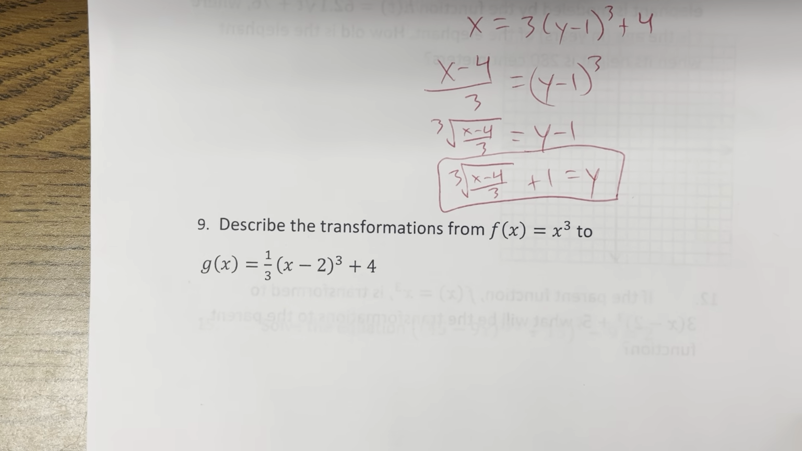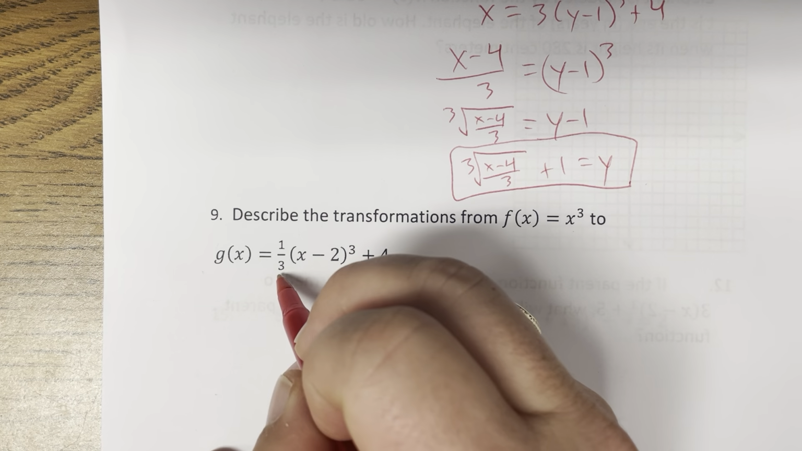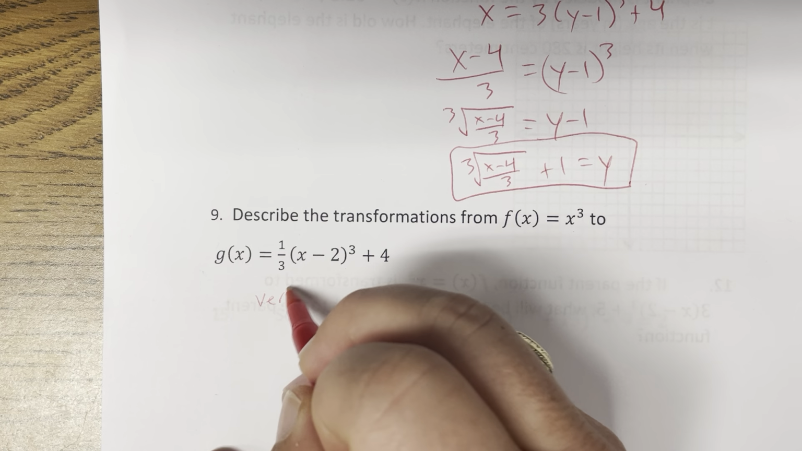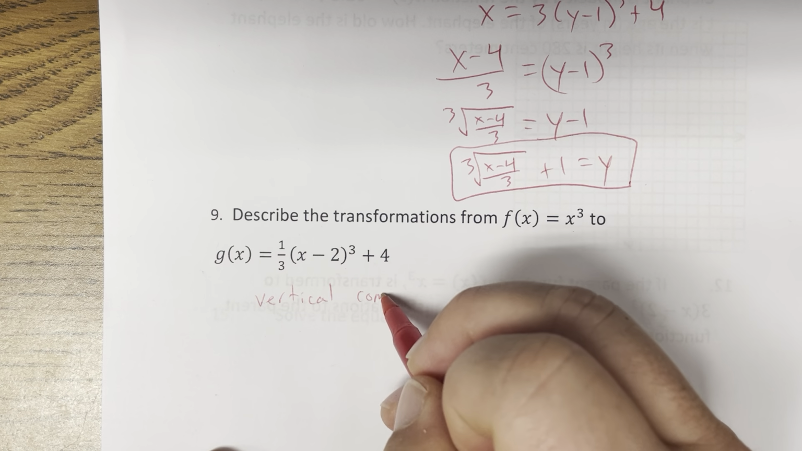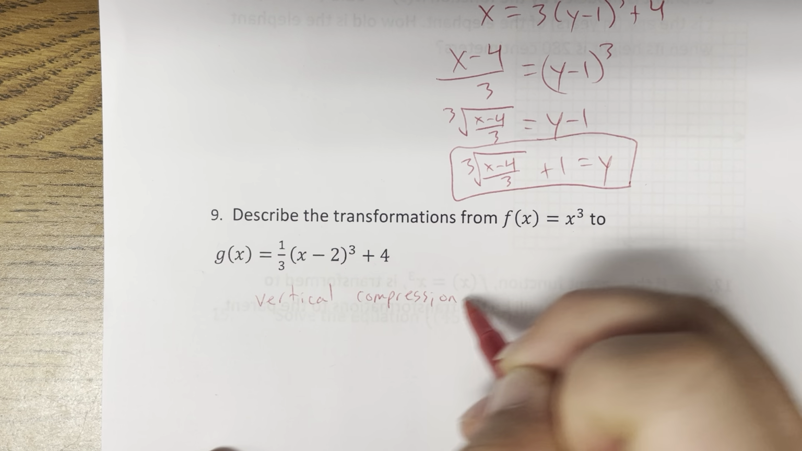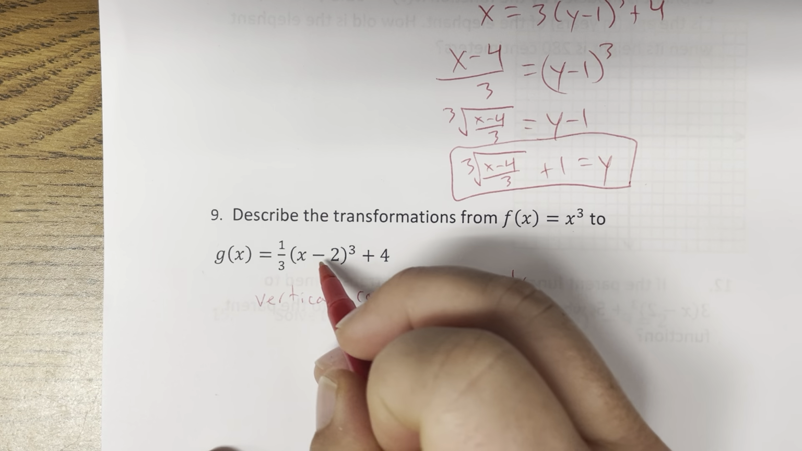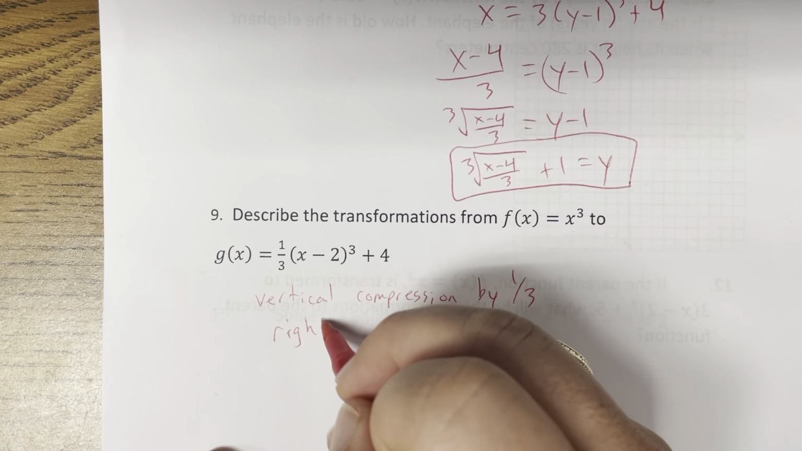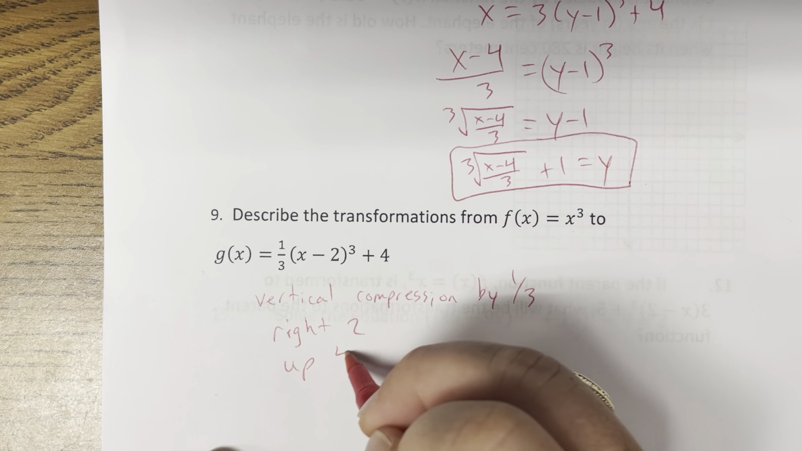All right, describe the transformations from x cubed to this. And so this 1/3 is going to be a vertical compression by 1/3. We're going to the right 2, and we're going up 4.